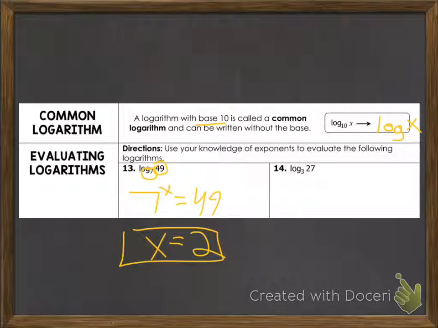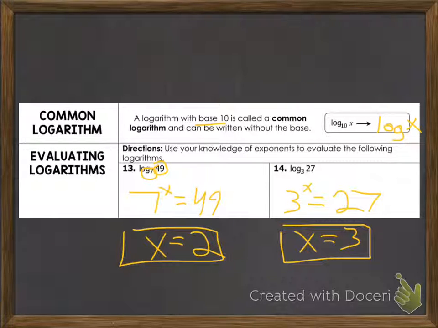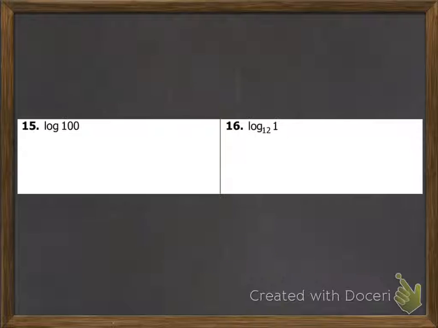Let's do the same thing with number 14. 3 is going to be my new base. I don't know what my exponent is, and it's going to be equal to 27. So 3 raised to what power is going to be equal to 27? 3. So 3 to the third power is equal to 27. So those are some easy examples.